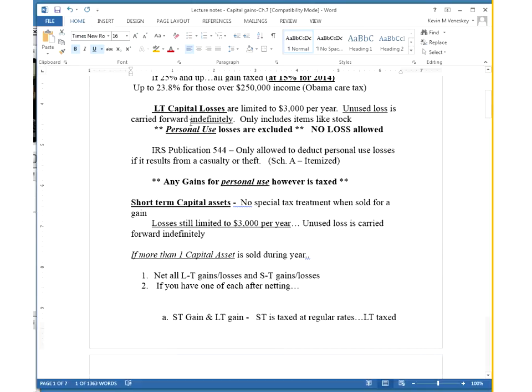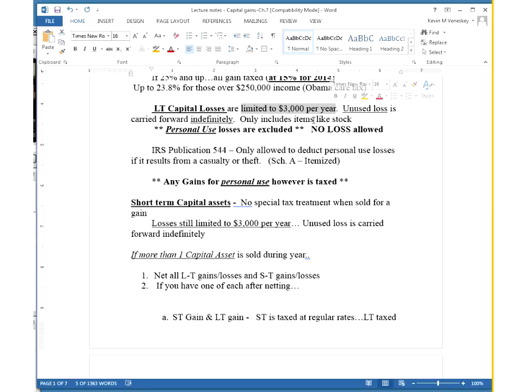So that's if you have a gain. If you have a loss, losses are not so favorable with capital gains, as you'll see. The overriding rule is you're only allowed $3,000 per year of a loss. So if you had stock that you bought for $10,000 and sold for $4,000, you had a pretty big loss, $6,000. You wouldn't be able to include all that loss on your tax return. What the loss would do is reduce your overall income.